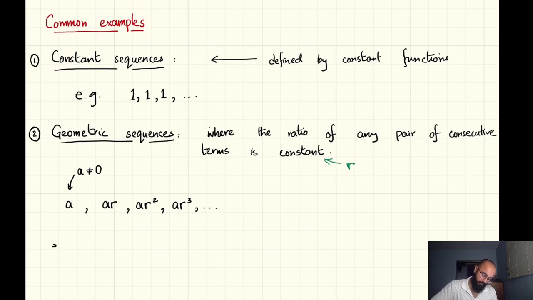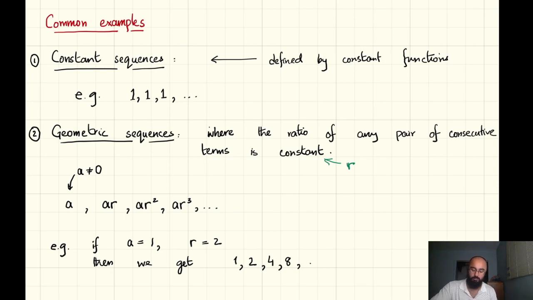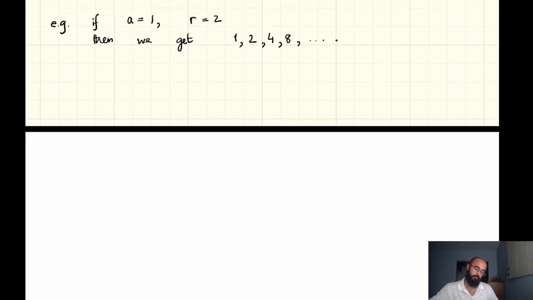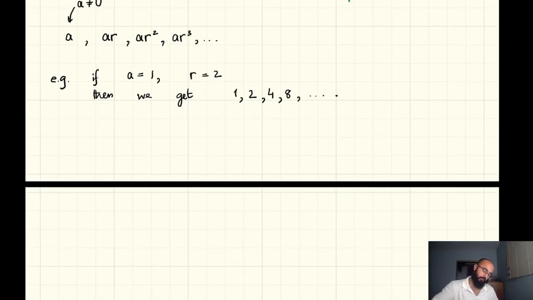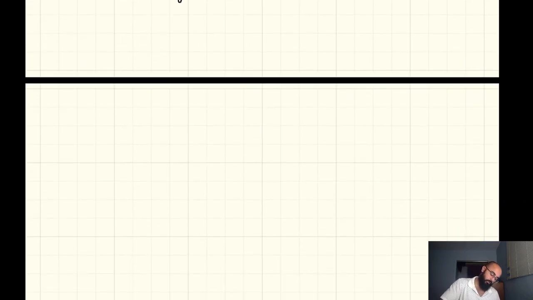Let's look at one example where A is equal to 1 and R is equal to 2. Then what I have is the sequence 1 times 2, which is 2, 1 times 2 squared is 4, 1 times 2 cubed is 8, and so on. So this is an example of a geometric sequence. Okay. Let's look at another example of commonly occurring sequences, which is arithmetic sequence.